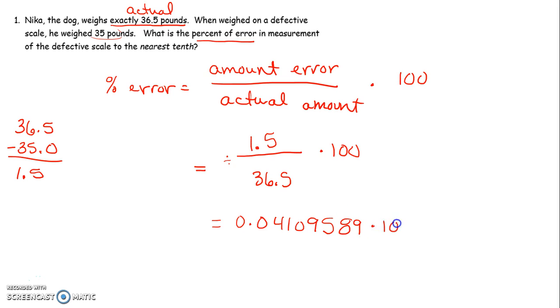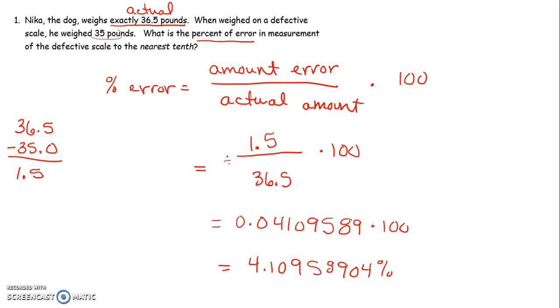We're going to multiply that by 100. I can see that scale is about 4% off from the actual. So if we multiply that by 100, you can use your calculator or move that decimal point 2 places to the right. You get 4.1095894% as the error.